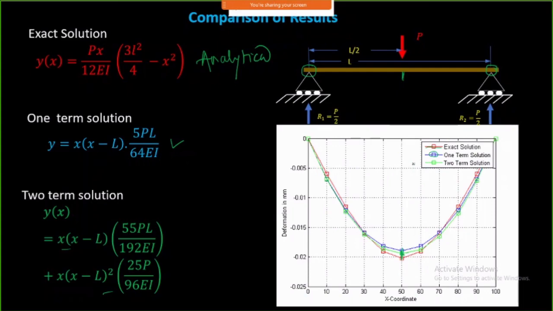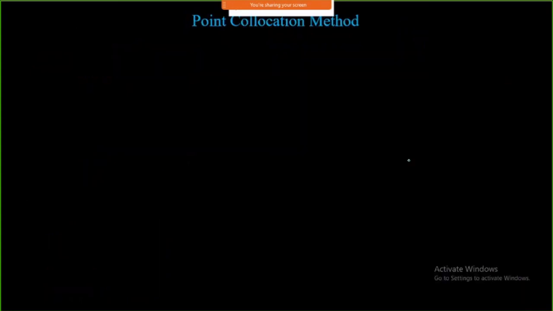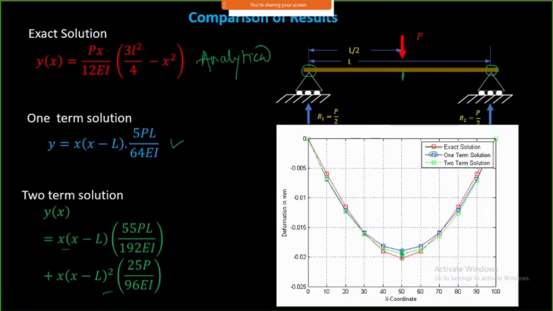The Galerkin method is typically used for formulating the elemental equations. That part we'll look into in the next sessions: how to use this Galerkin method to formulate the differential equation and the elemental equations. So this is how you can do it, and next time we'll look at the point collocation method as well as least square.